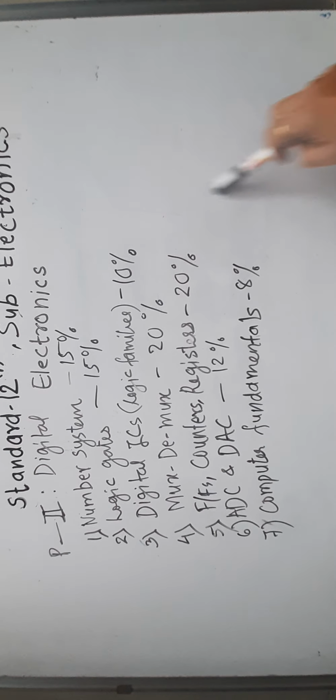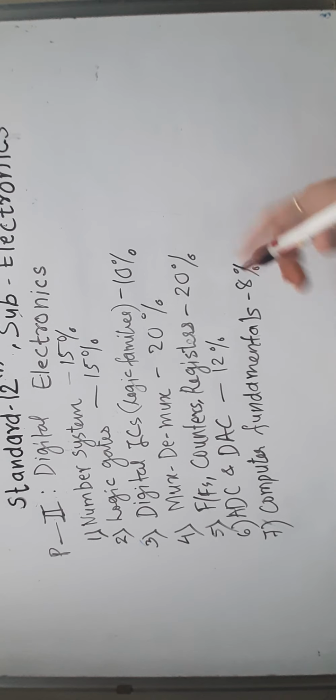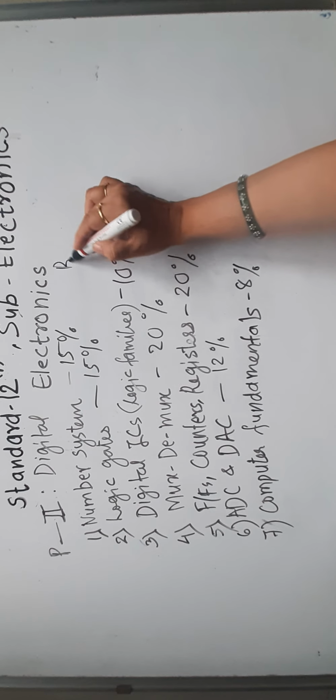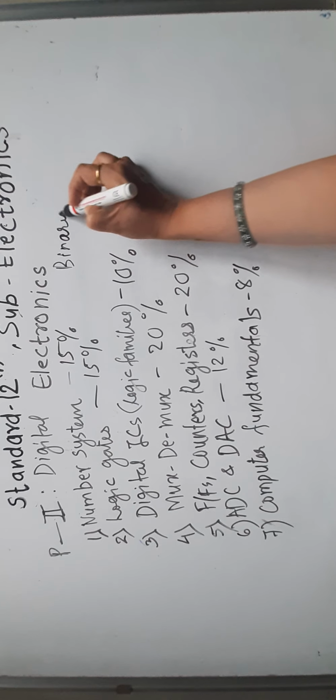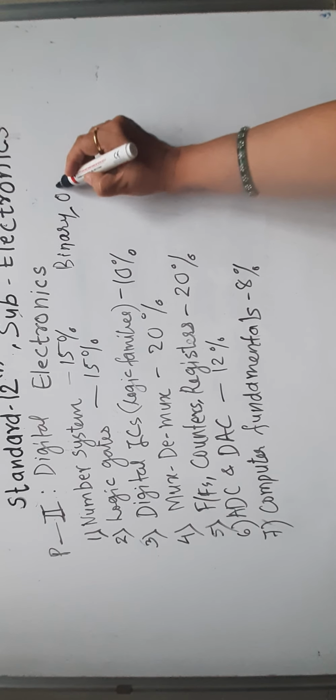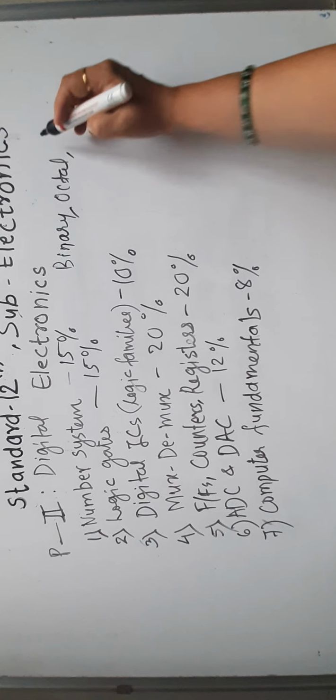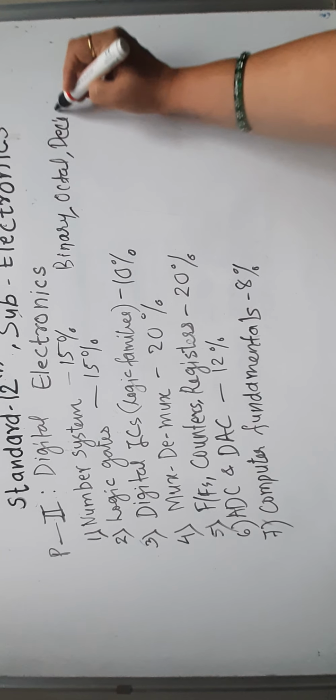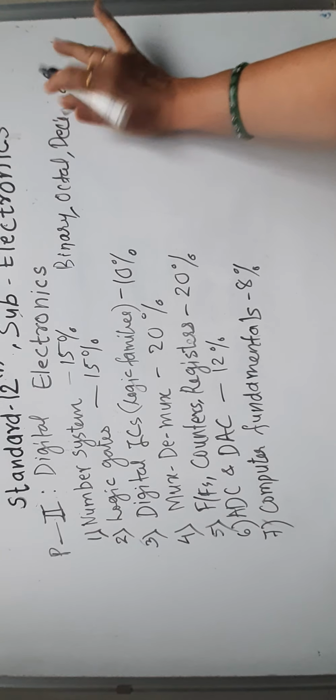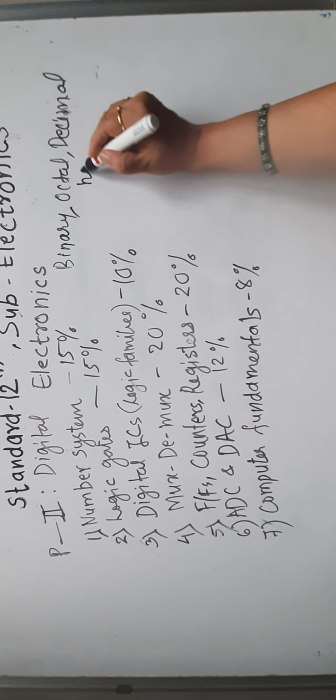Here we will see which chapters are included in digital electronics. First chapter is types of number system. Number system means the actual coded language which is used. There are 4 types of coded language. First is binary, octal, decimal and hexadecimal.